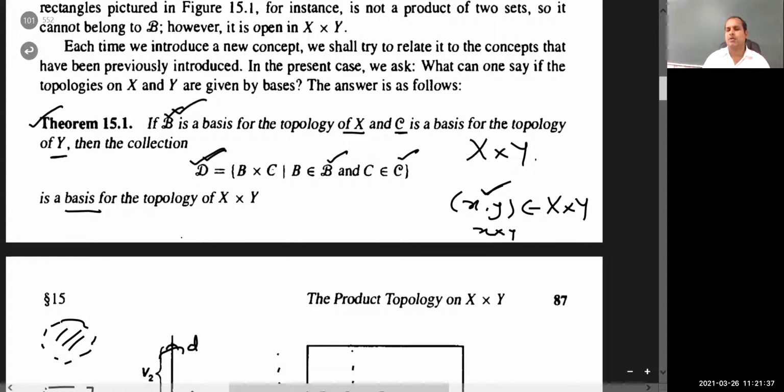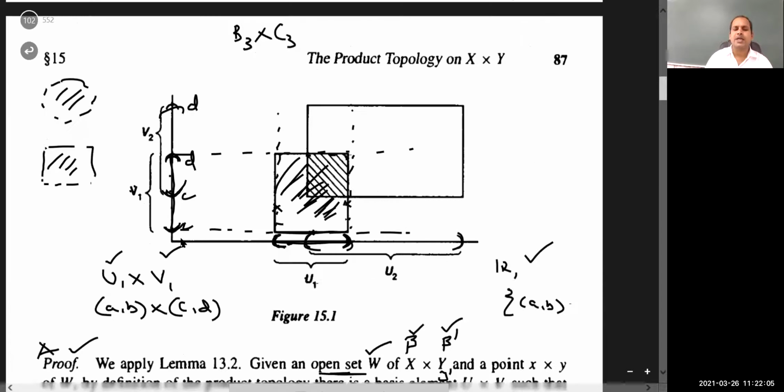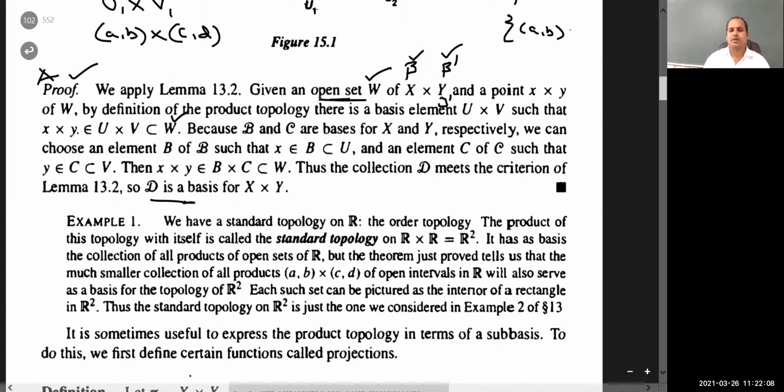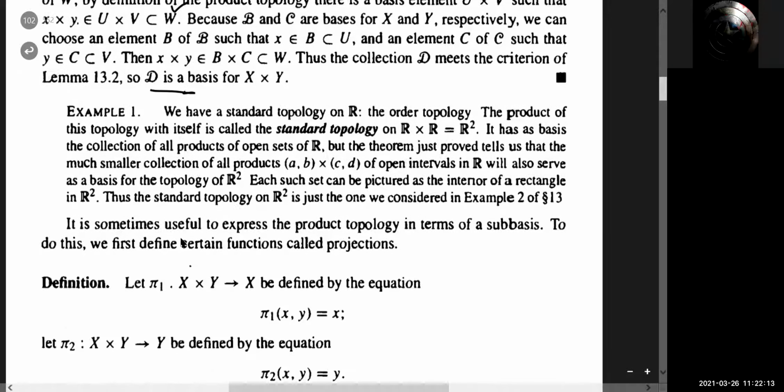This is the first condition, and the second is whenever there are two basis members of this type, say b1 cross c1 and b2 cross c2, not to use the same notation, as two basis members containing xy, then we need to show that there exists b3 cross c3, the Cartesian product, which contains this point and is contained in their intersection. So that is proved here, that is given here. So take it as a home assignment and do it. If you have doubt, then I will discuss it again.